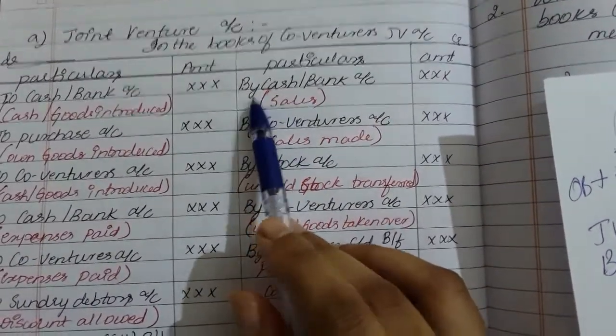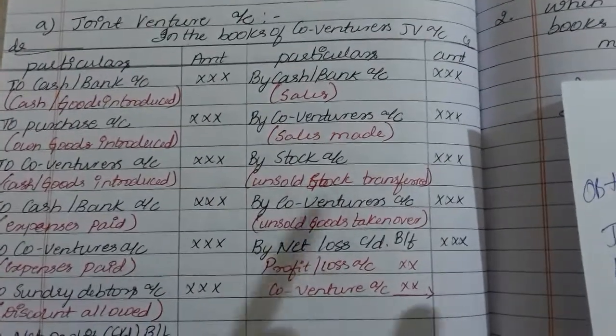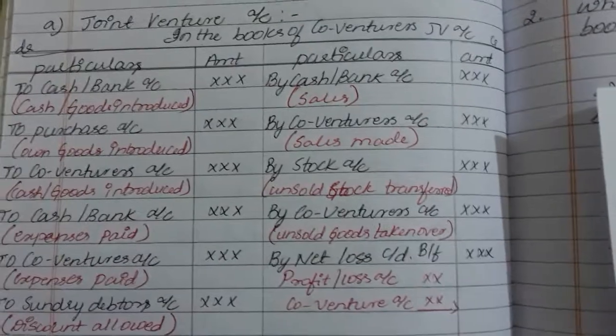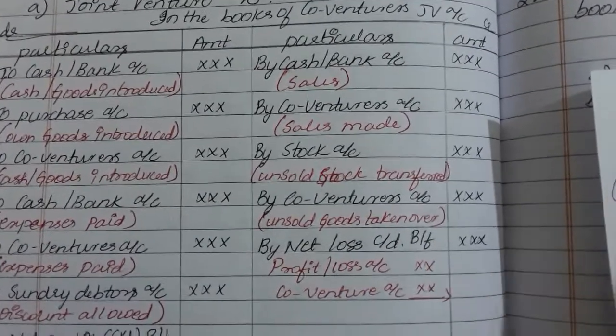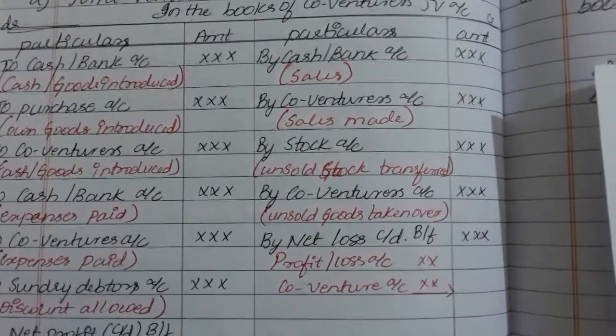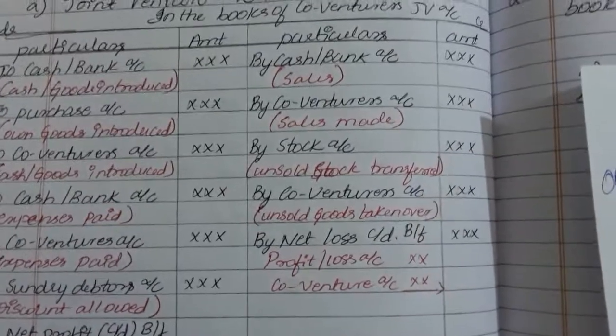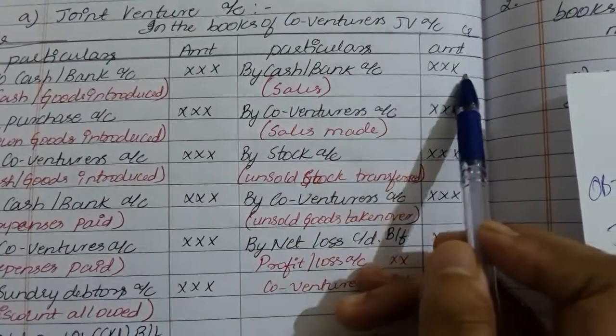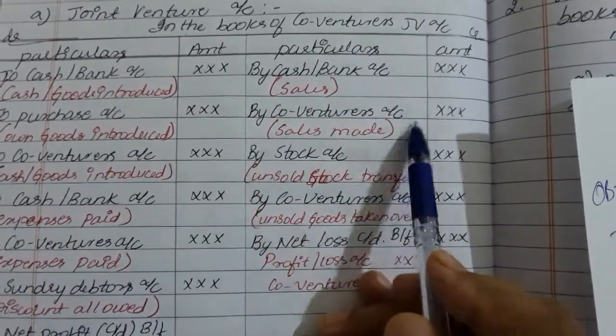So we need to write, when a separate set of books is maintained, what we were recording by the joint bank account was recorded. But in case only A is preparing the books of account along with his own business, all the profit will be transferred to A. So cash or bank account, that is sales made. So co-ventures account, sales made.